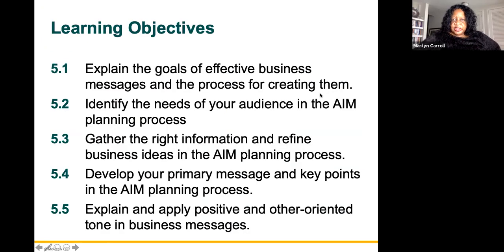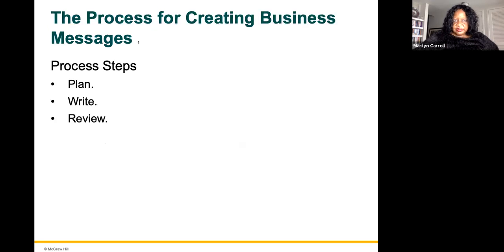Here we go. Today we're going to discuss explaining the goals of effective business messages and the process for creating them. We're going to identify the needs of your audience in the AIM planning process, so we're going to find out more about AIM. Then we're going to gather the right information and refine the business ideas in the AIM planning process. Next, we're going to develop our primary message and key points. And finally, we will explain and apply positive and other-oriented tone in business messages.